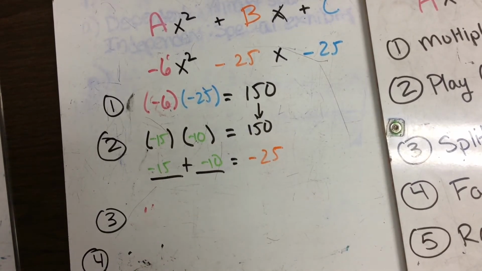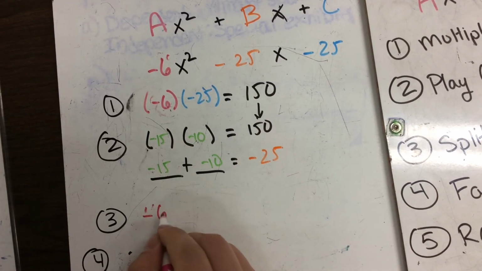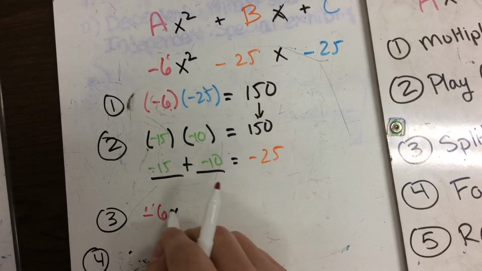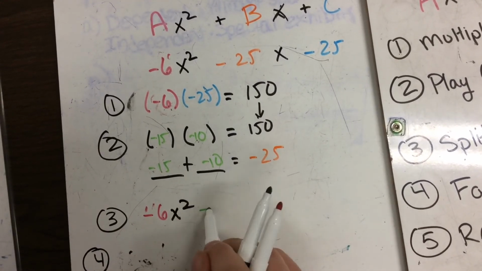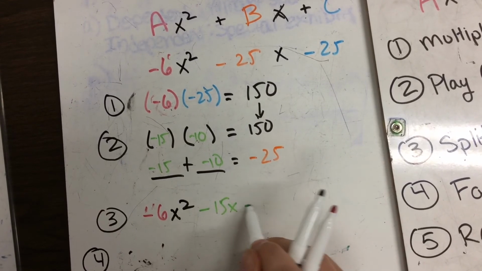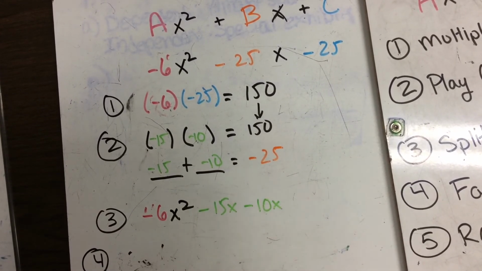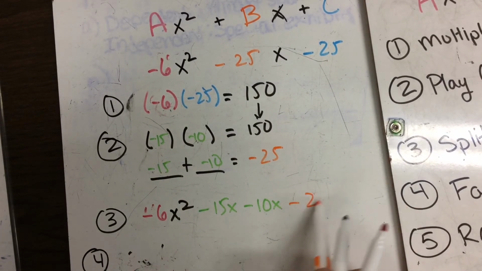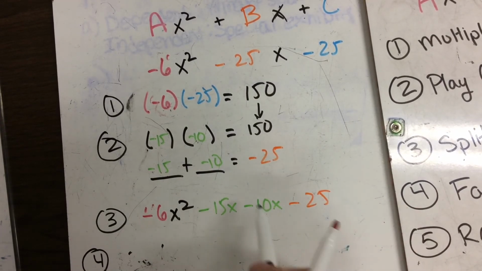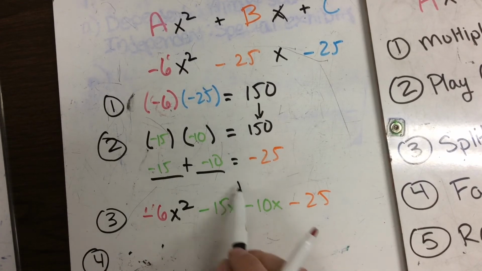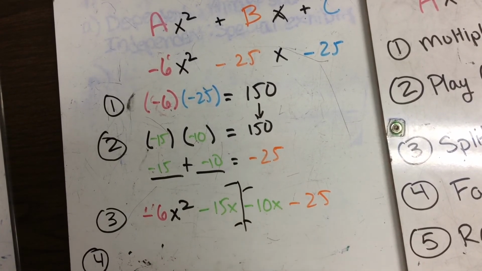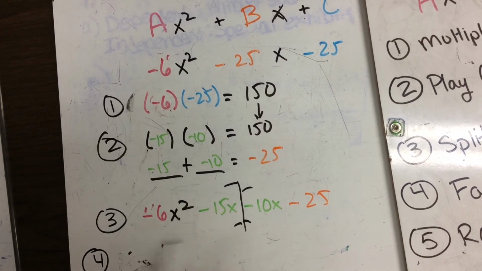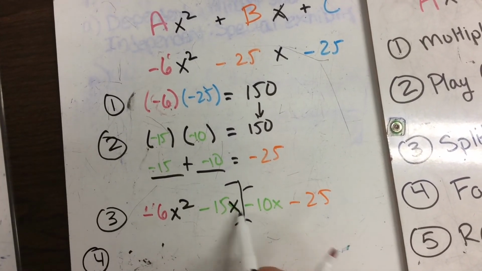We've now come to the spot where we want to split the middle. So we're going to do negative 6x squared minus 15x minus 10x minus 25. Take a nice little line, split the middle. Now let's see, what can I pull out over on this side? Oh, my x's should be black.